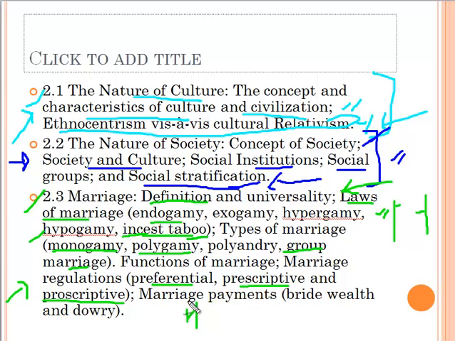Then marriage payments, as you can see there is dowry, there is bride wealth and all those things. There are different types of marriage payments. We have basically seen that dowry means the girl's family gives some money to the boy's family. But in many societies, the boy's family has to give money to the girl's family, and that is called bride price. And there are different types of payments like working in the bride's house and all those things. So we will learn that in marriage payment.